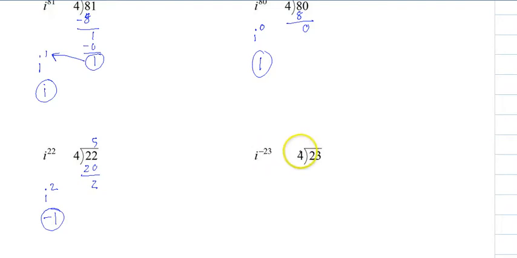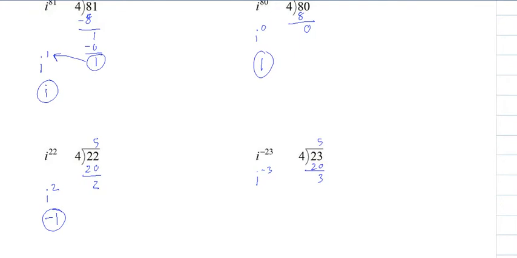Well, it's the same thing. 4 into 23 would be 5, so we have a remainder of 3. So this is i to the negative 3. So why does it work the same for it? Well, let's look at it. This is 1 over i to the 23rd. And we know that i to the 23rd is i cubed. And then bringing it back would be i to the negative 3. Same thing. Okay? So it doesn't matter. You take 23, convert it to negative 3. It works the same.